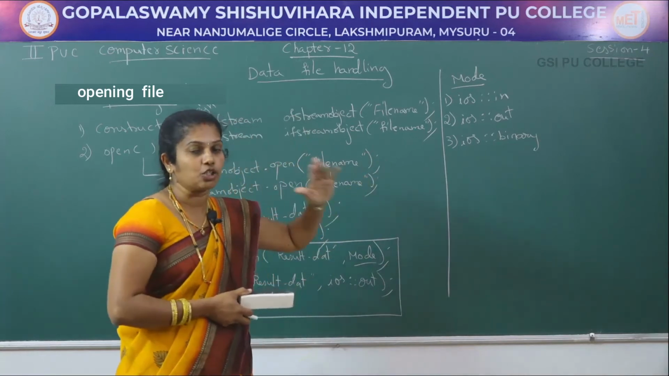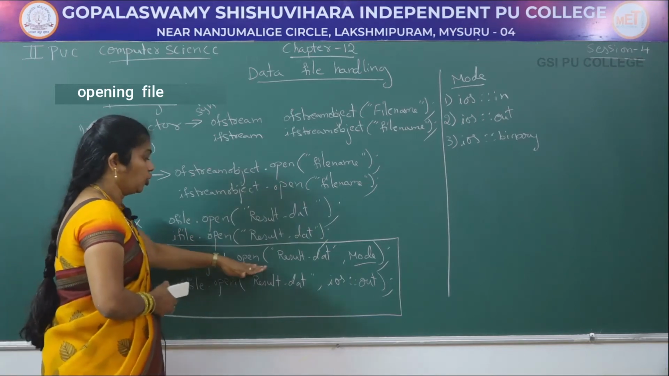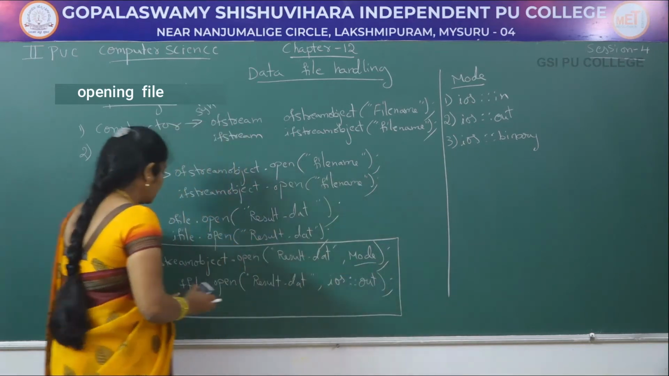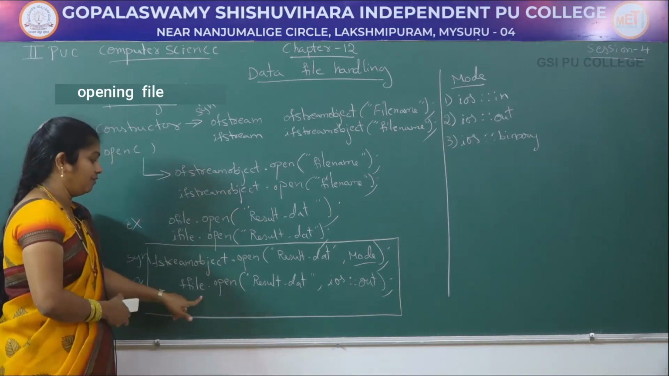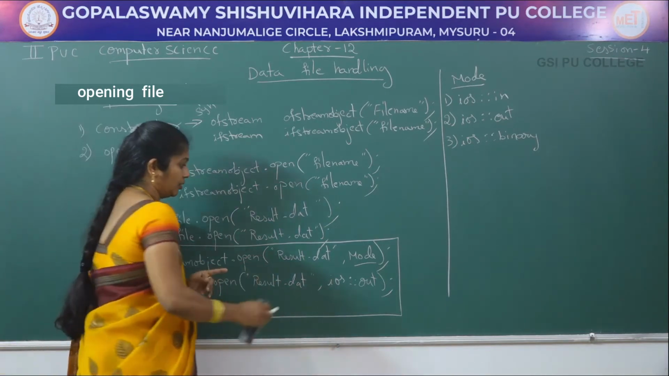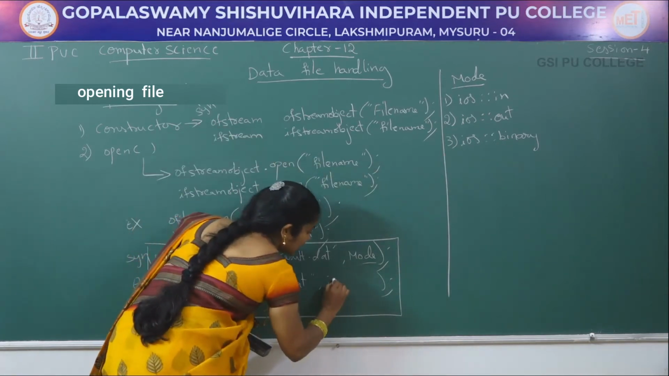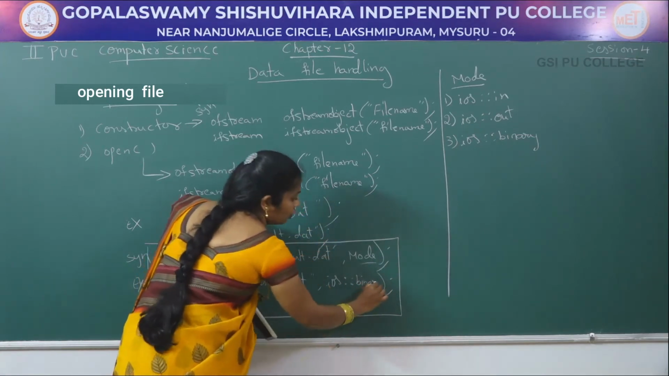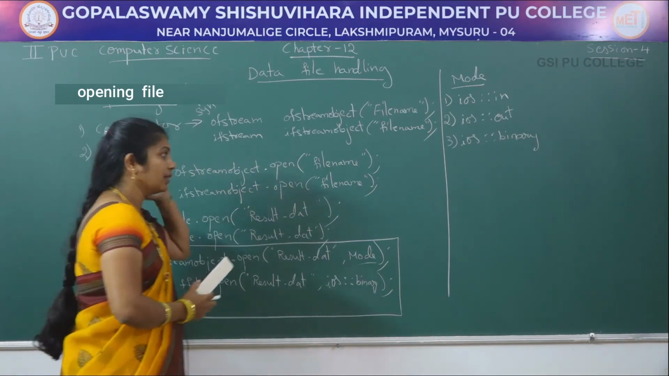When the data has to be opened in binary format, then fstream object dot open, result dot dat, that is the extension, comma, mode. This is the syntax, and here is the example. In the example, fFile is the stream object, fstream object dot open, result dot dat. Here we have to write the mode, ios::binary, the scope resolution operator binary. Here it will open the data, especially in binary format. Now is it clear?